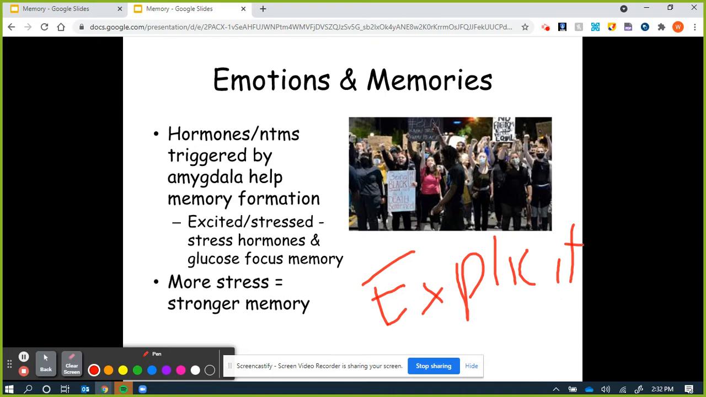What they found is that when we were excited or stressed, contrary to the idea of repression, the release of stress hormones like cortisol and the increase in glucose in the brain helps focus memory. So actually, stressful situations create more vivid memories, not the opposite. We don't repress them, they tend to be more vivid.